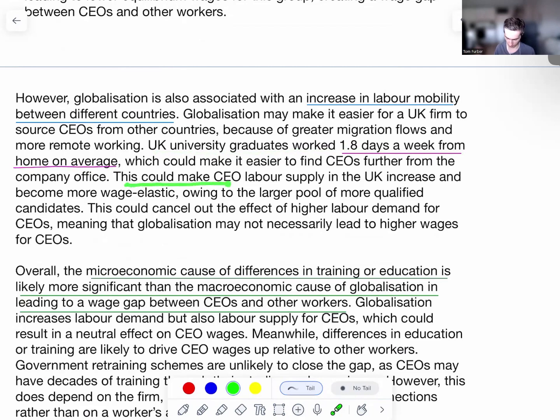This can make CEO supply increase and become more wage elastic because of the larger pool of more qualified candidates available. And that could cancel out the effect of higher labor demand. So higher labor demand can be cancelled out by higher labor supply, meaning that globalization may not necessarily lead to higher wages for CEOs.